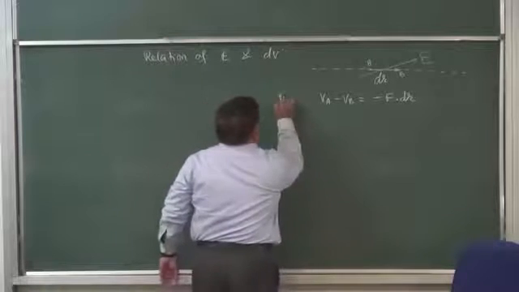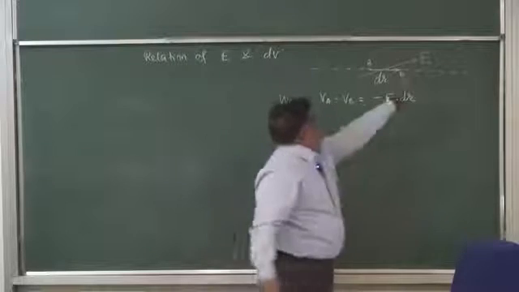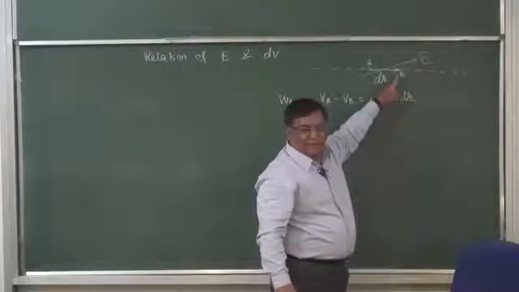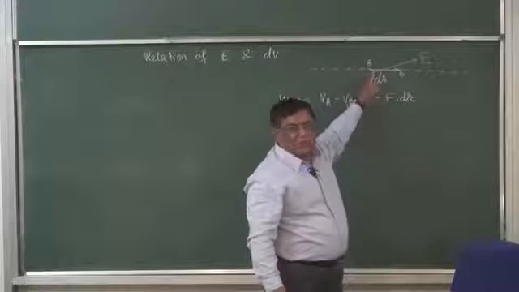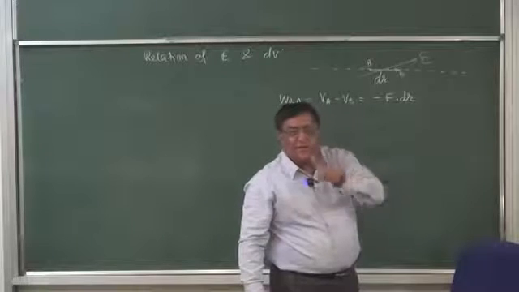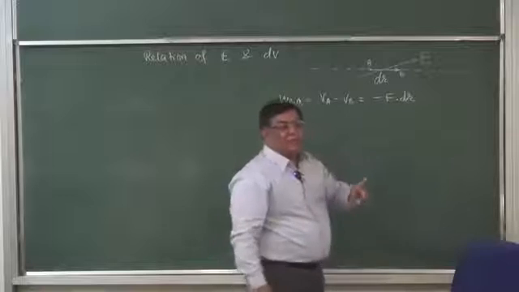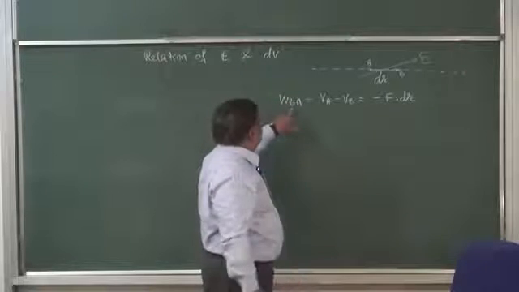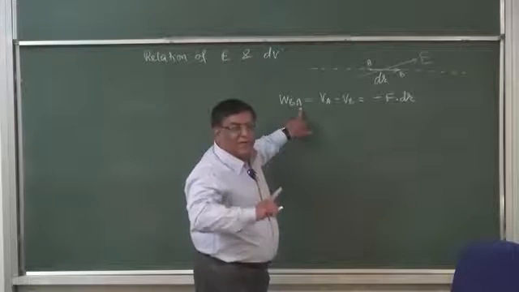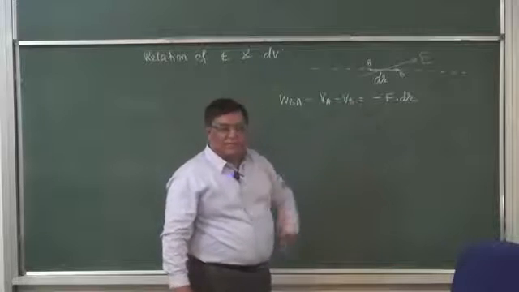Work done from B to A. What is the initial position? B. What is the final position? A. So, what is the name of the potential difference? Final minus initial, VA minus VB. So when we write work done, from B to A, when we write potential difference, how do we write it? Final minus initial. This point clear?